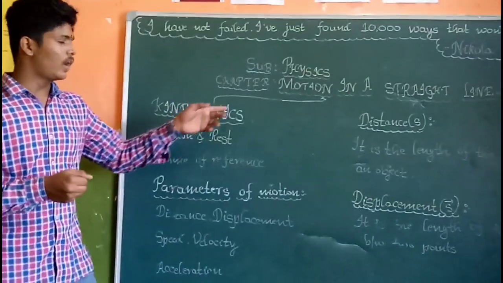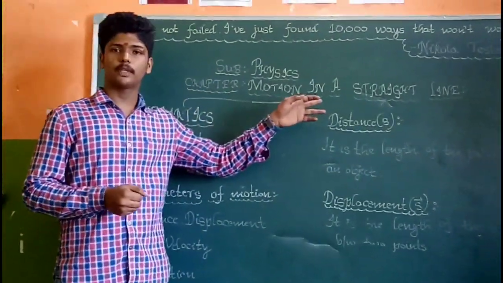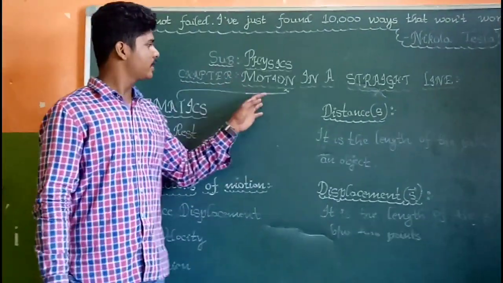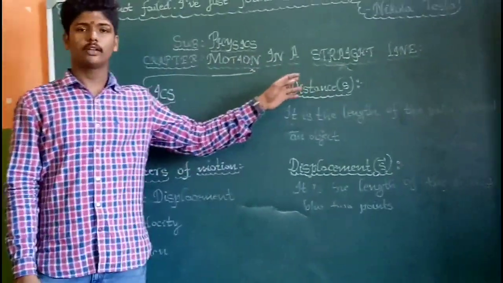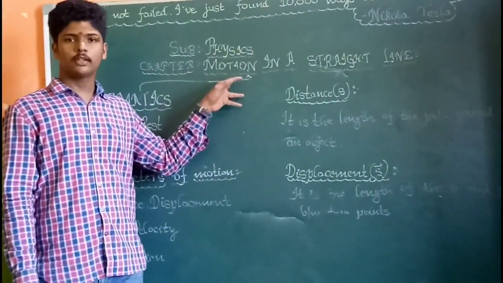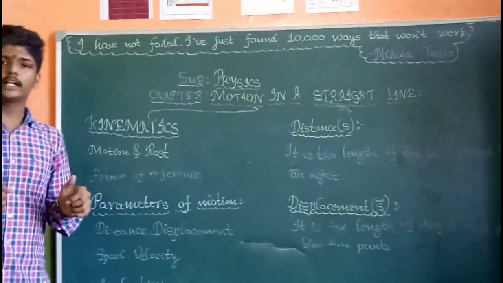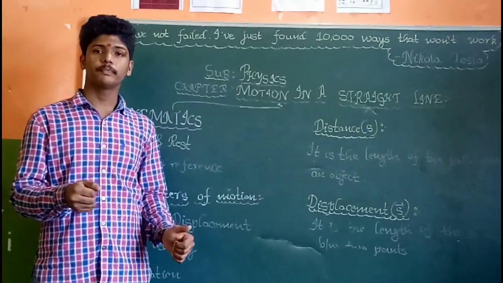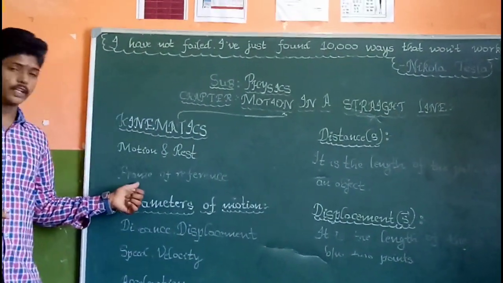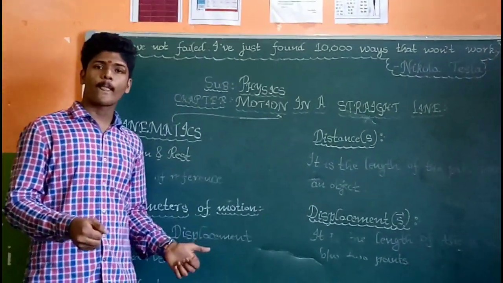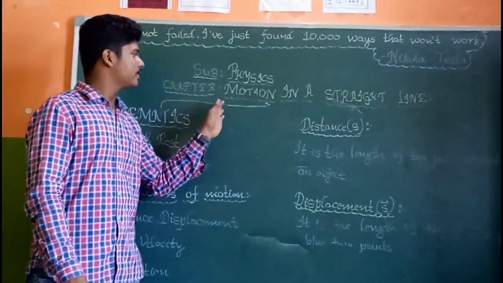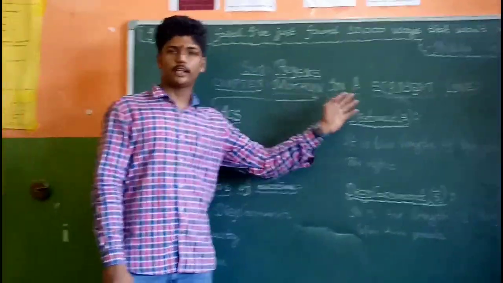As you see the heading of this chapter, Motion in a Straight Line, what do you infer? Motion: what do you mean by motion? Motion is when an object changes its position with reference to time and a reference frame. So the motion which is happening in a straight line is called motion in a straight line.